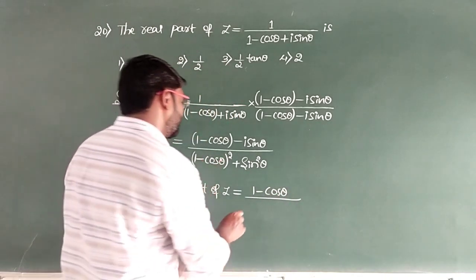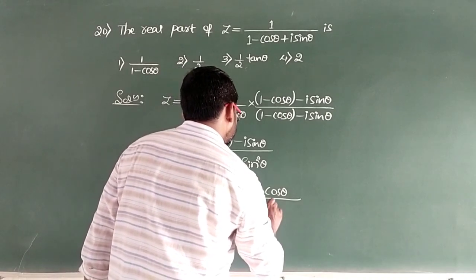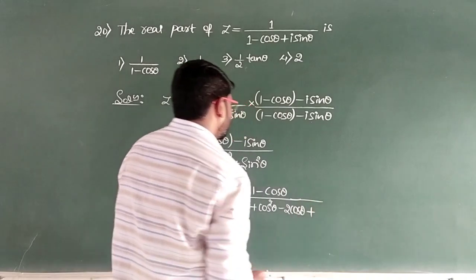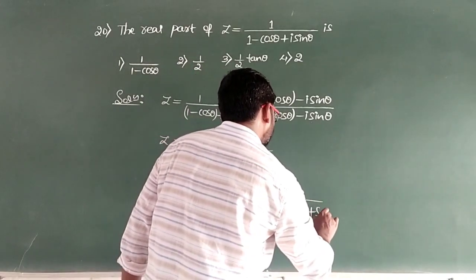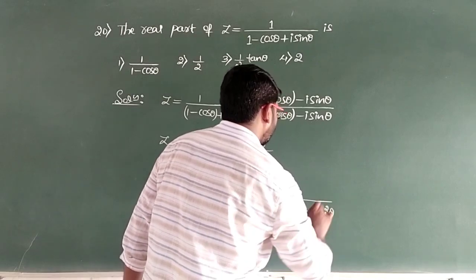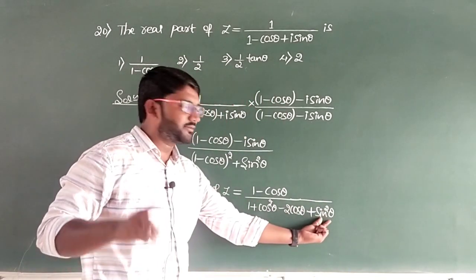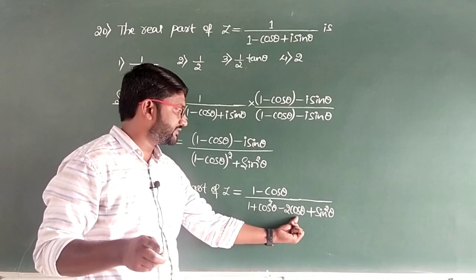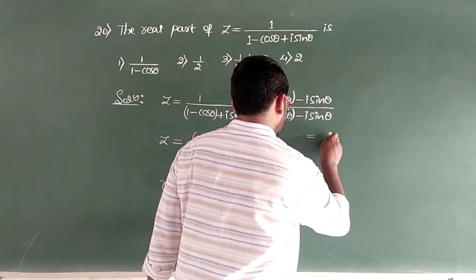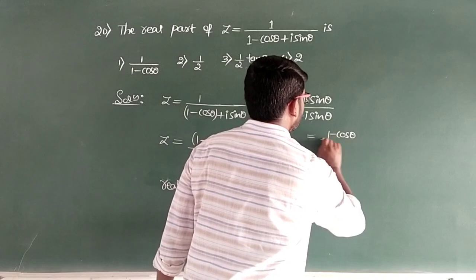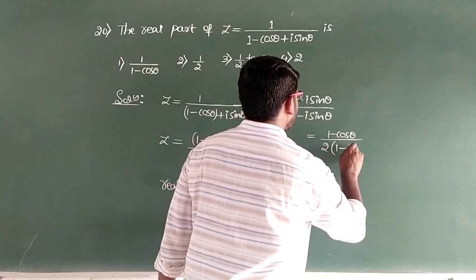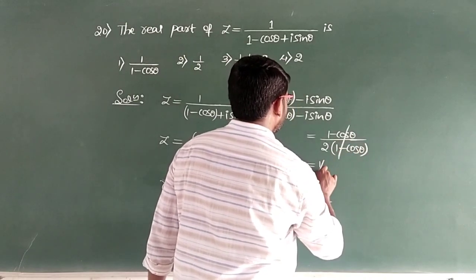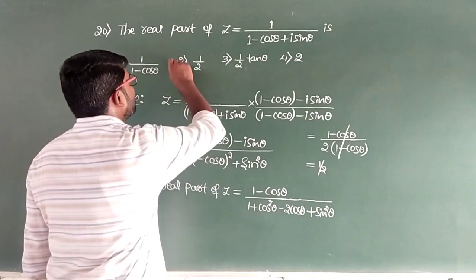Let us expand this now. So 1² + cos² theta, then minus 2 cos theta, plus sin² theta as it is. So here cos² theta + sin² theta value will be 1. So 1 + 1 will be 2. Overall we have 2 − 2 cos theta in the denominator. 2 − 2 cos theta means we can write 2 times (1 − cos theta). So these two get cancelled. The answer is 1 by 2. Check the options. Option 2 is the correct answer.